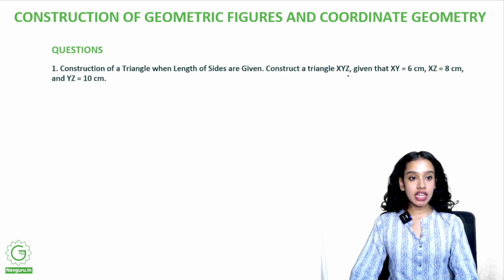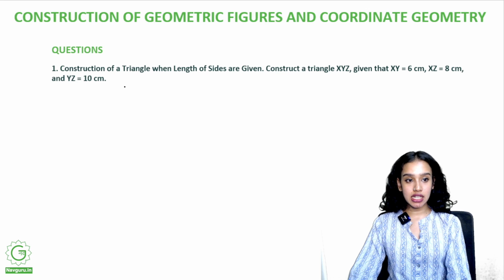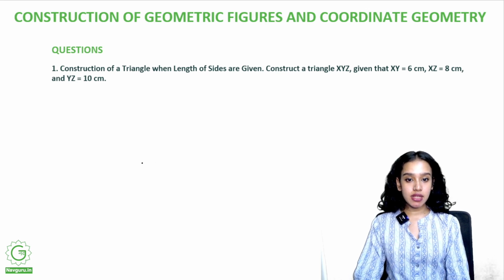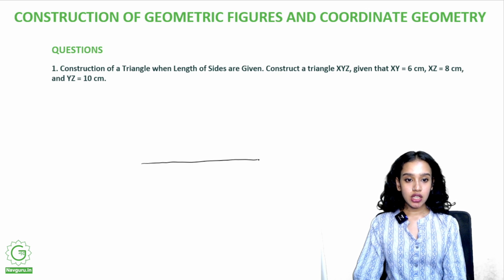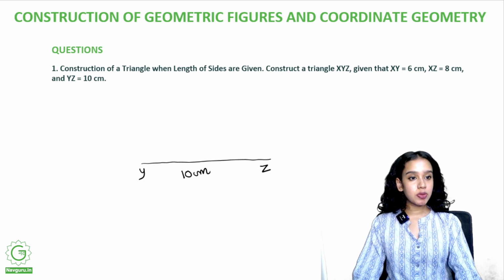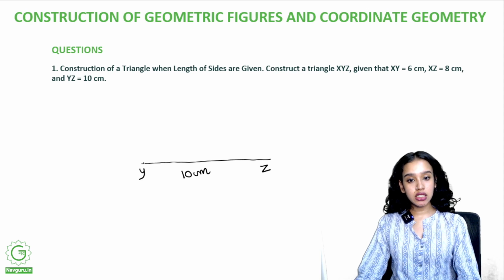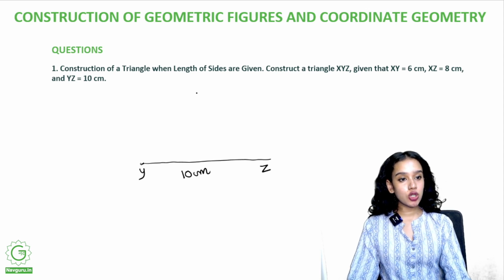Construct a triangle XYZ given that XY is equal to 6 centimeter, XZ is equal to 8 centimeter, and YZ is equal to 10 centimeter. Right? So I'm taking 10 centimeter YZ as the base. You could take it anything. So we have YZ is equal to 10 centimeter, right? Now we have to put XY equal to 6 centimeter. So from here to the point X, it should be 6 centimeter.